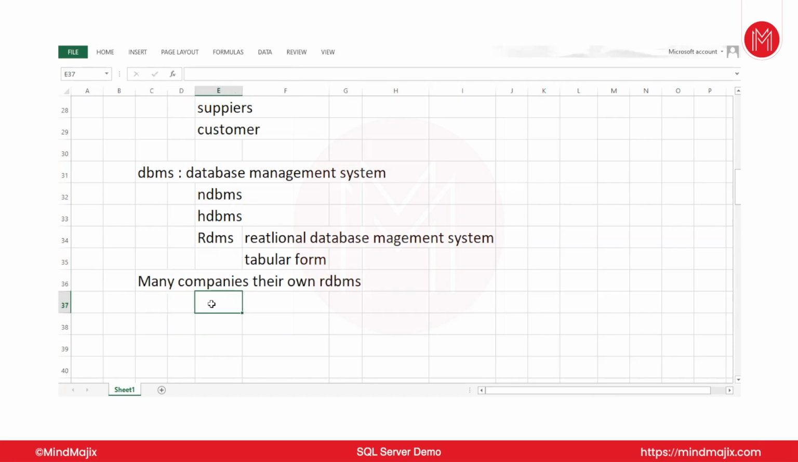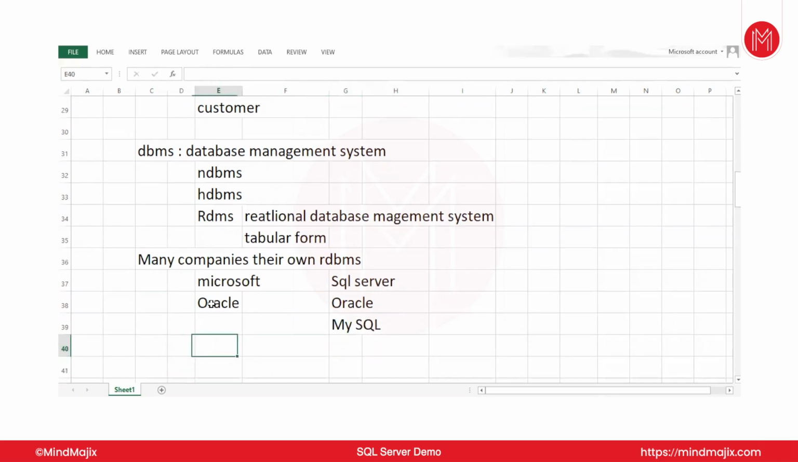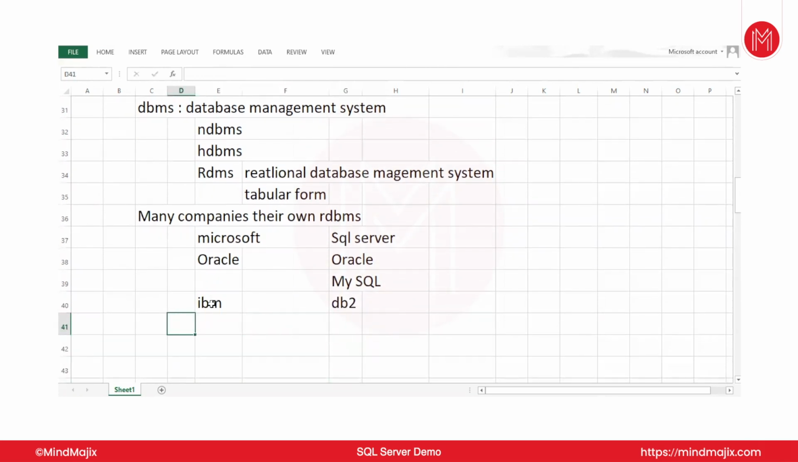For example, Microsoft has SQL Server. Oracle has Oracle, the name itself, Oracle RDBMS. They have MySQL as well, they have both. IBM has DB2, Database 2. Like this, we have many.